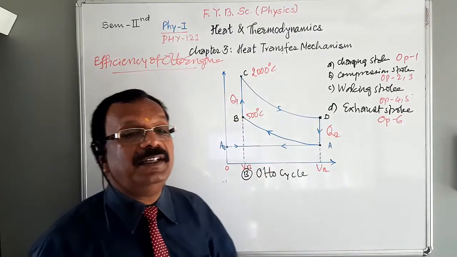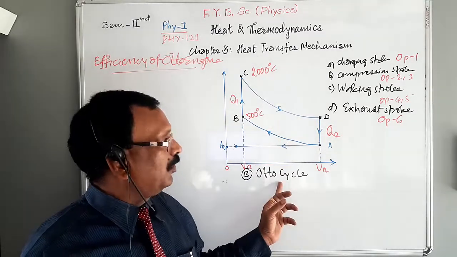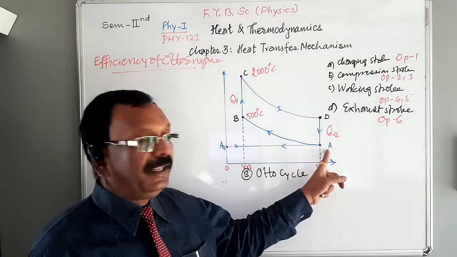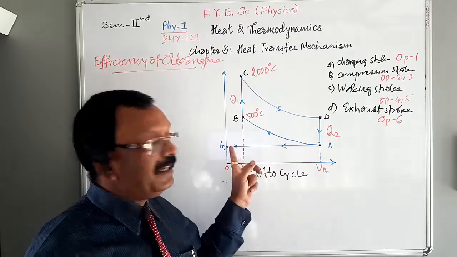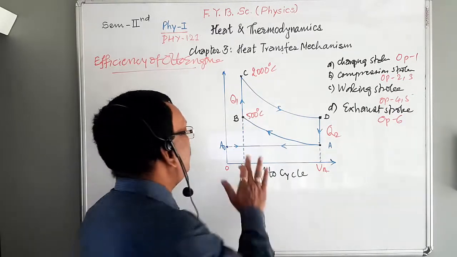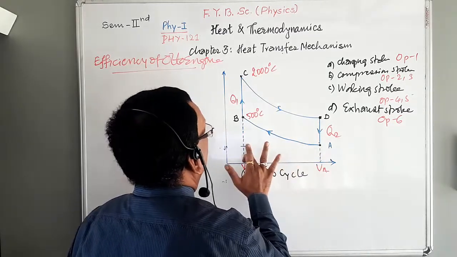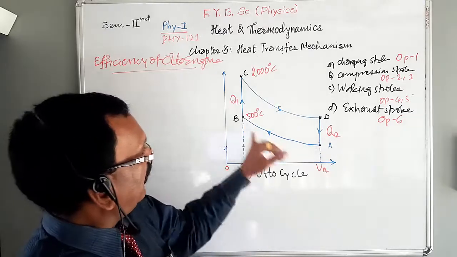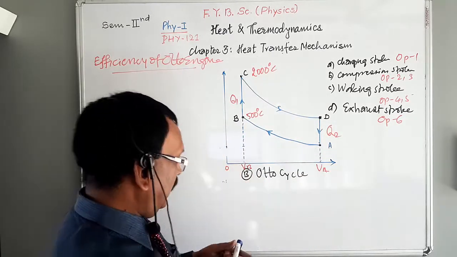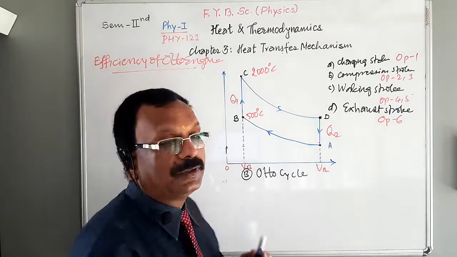Okay. Now, in this figure, the two operations A0 and 0A are cancelled with each other, and we have only the Otto cycle, this A, B, C, D. Why are these two operations getting cancelled? Because they are equal and opposite. Okay.